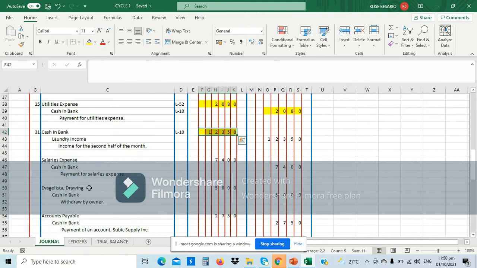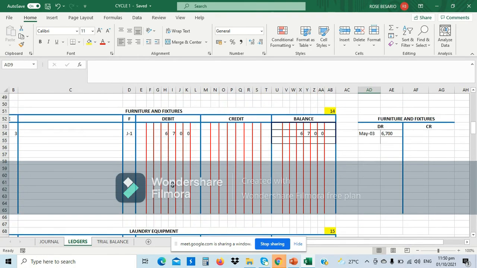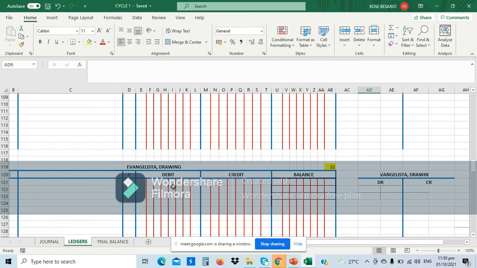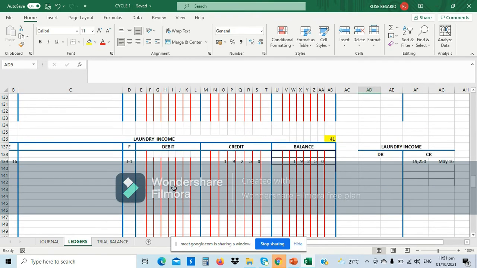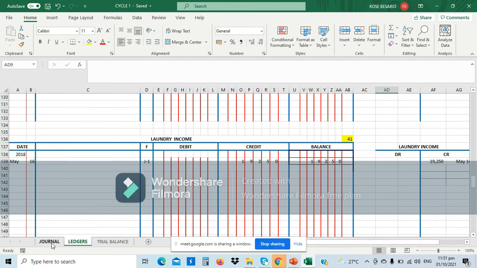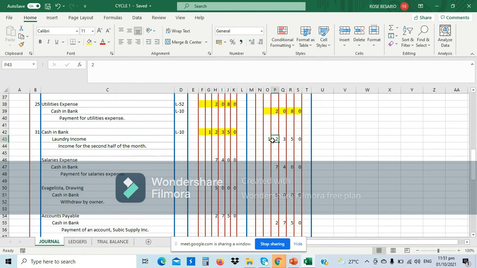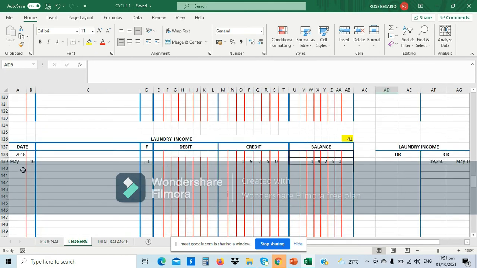Okay, then go back to your journal. We have laundry income. So we'll check what ledger number is laundry income. So we have ledger number 41. Okay, so in the journal, you should have L41. Okay, and then 12,350. So this is 31. Diretso na J-1.